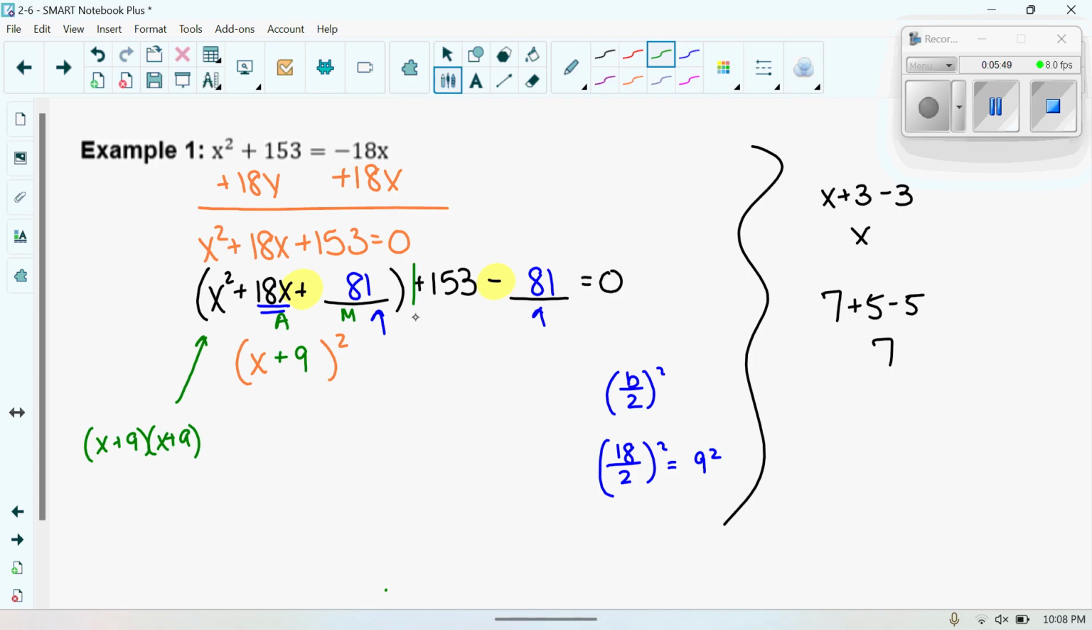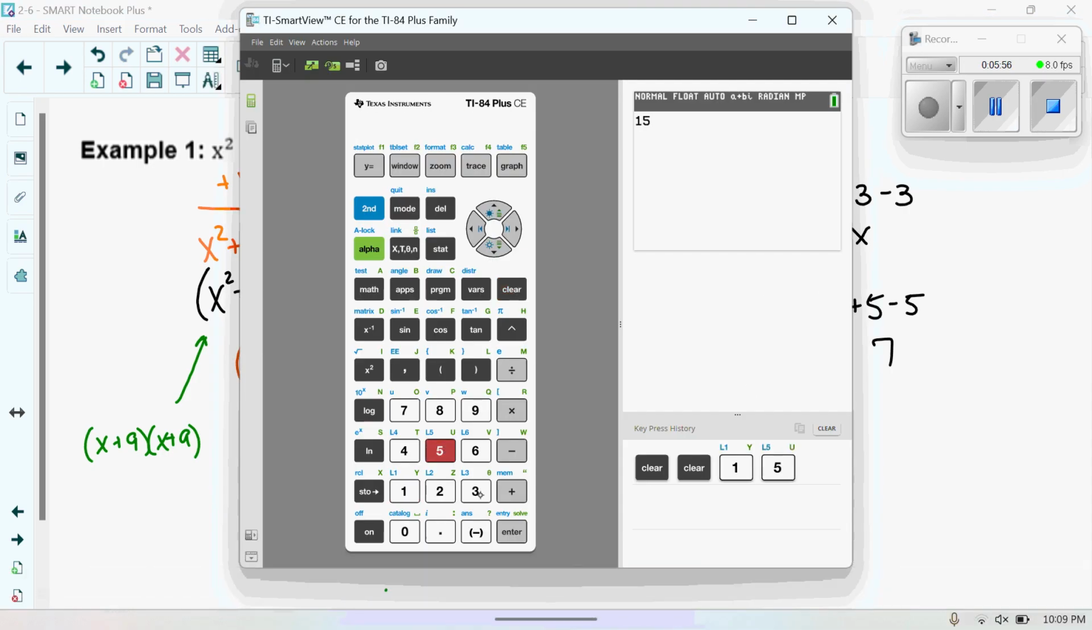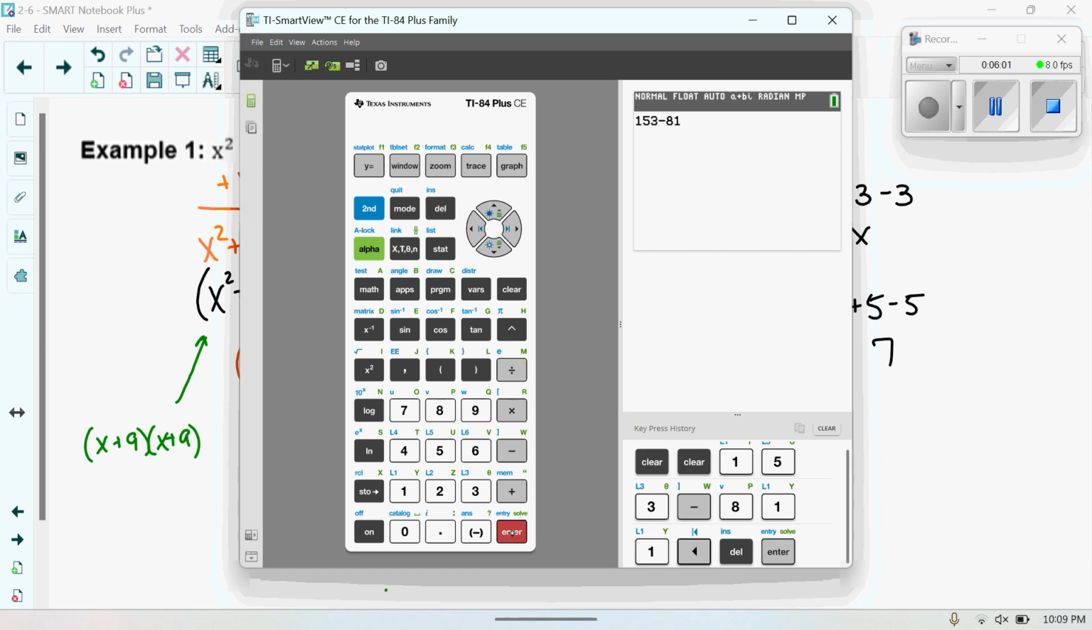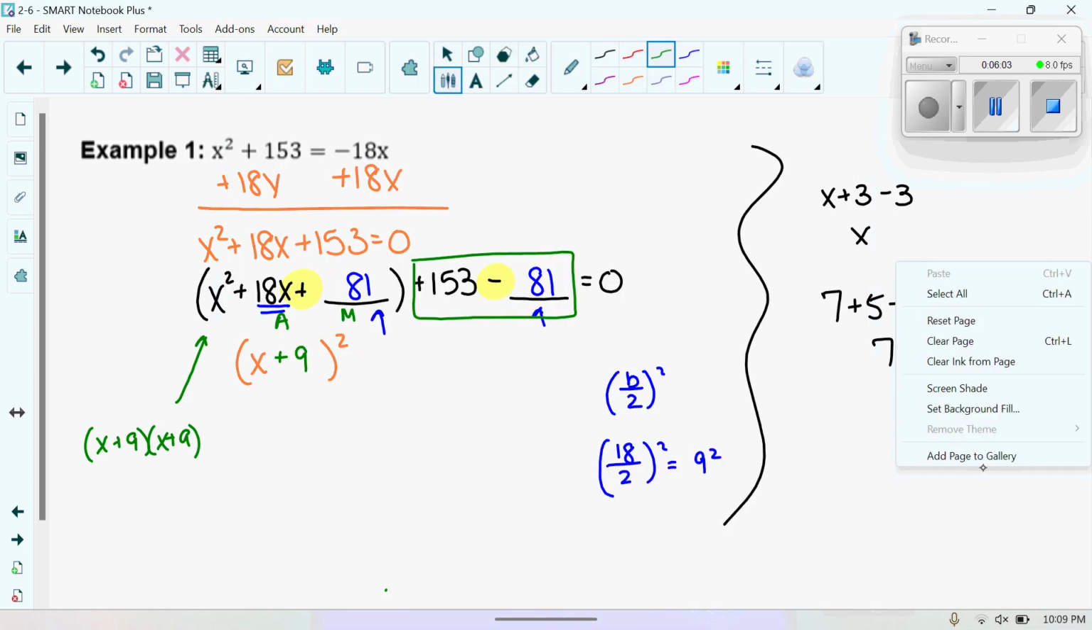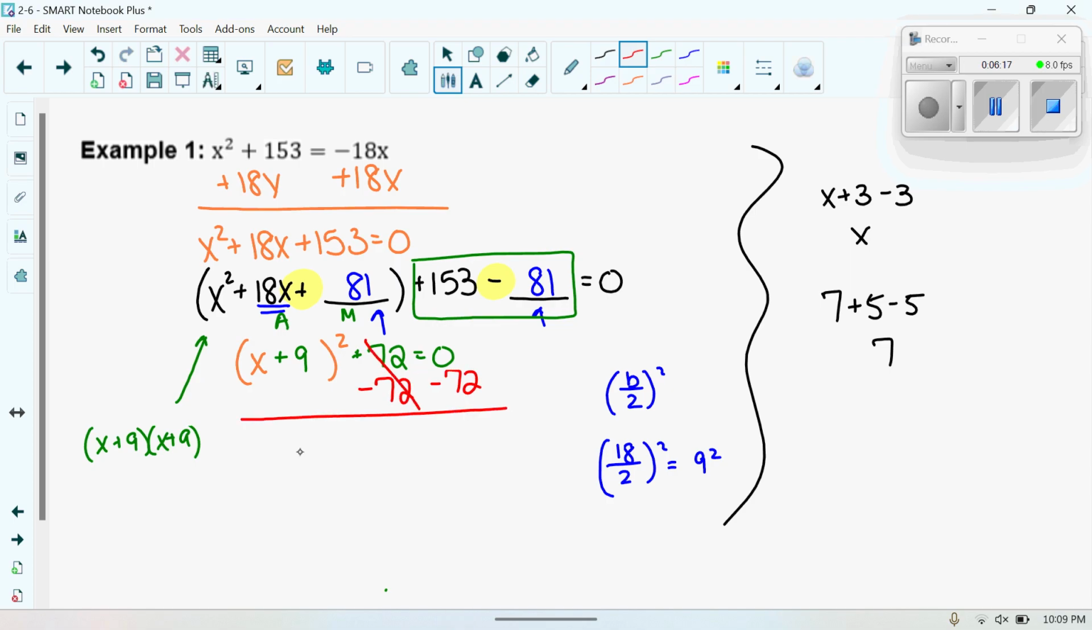Now these pieces are like terms, so if you need to, put them in your calculator. I have 153 minus 81, and I get 72. So plus 72 equals 0. Now I can solve. So I am going to subtract 72 on both sides. So I get x plus 9 squared equals negative 72.